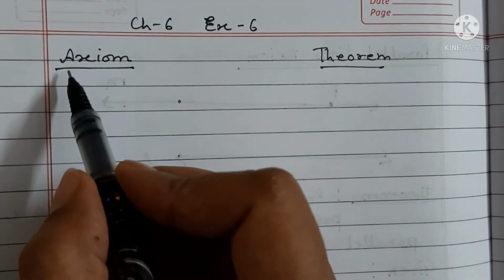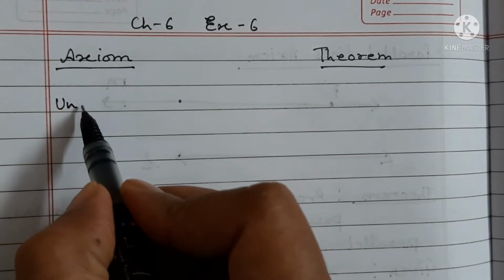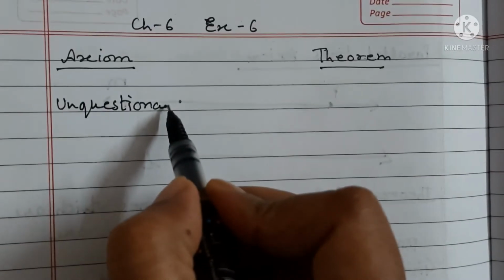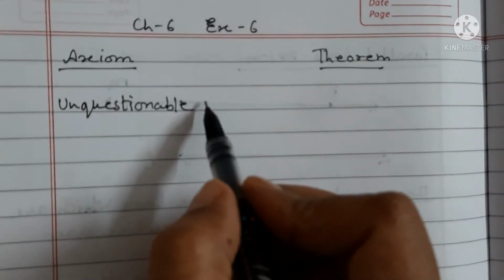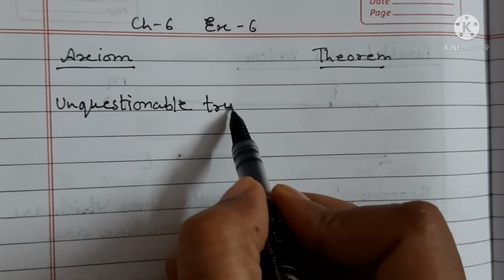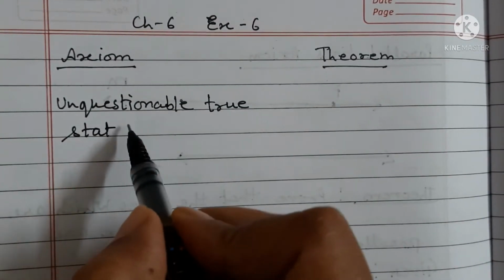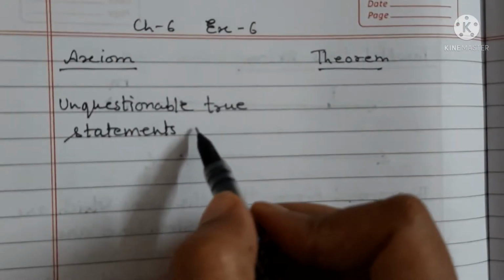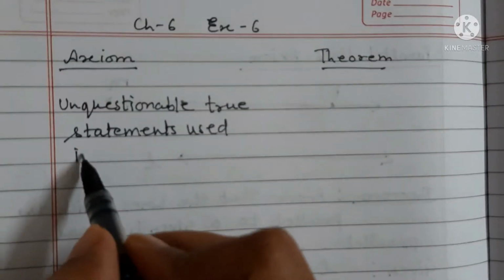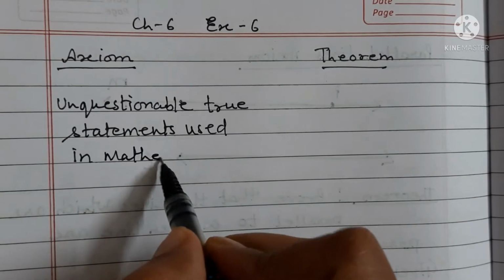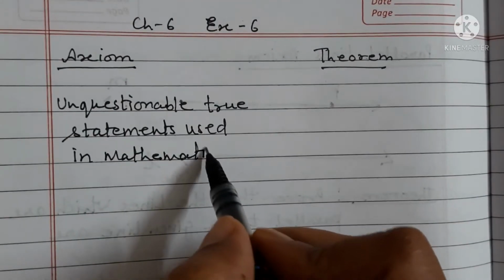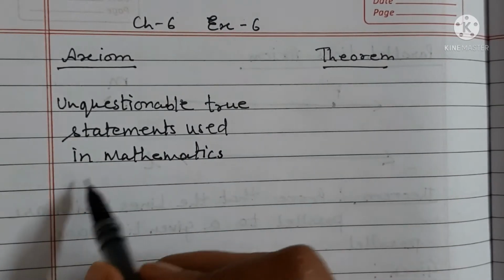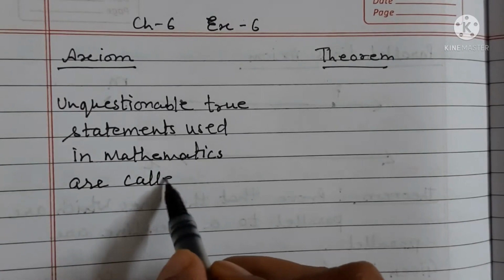Axiom and theorem. What is axiom? Unquestionable true statements used in mathematics are called axioms.